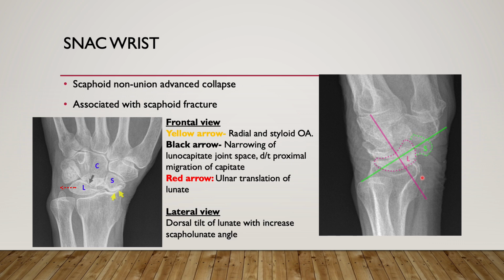So this is the lunate. So this is the angle. This is the straight line perpendicular to the lunate, and there is a line along the long axis of the scaphoid.